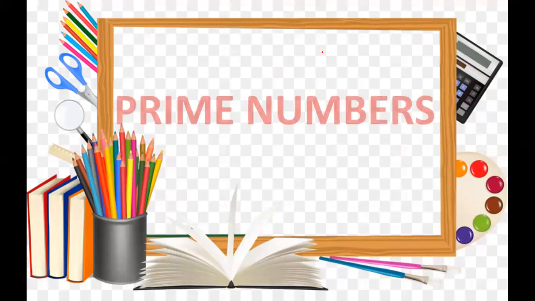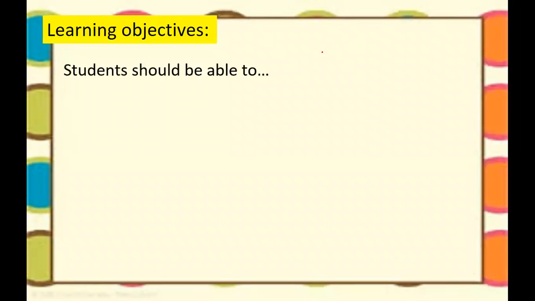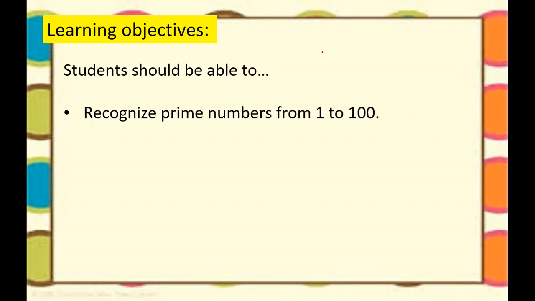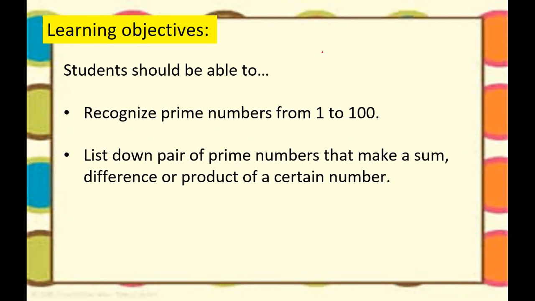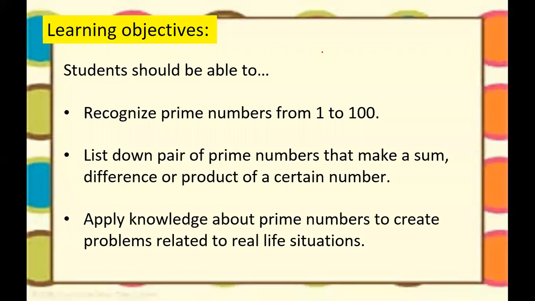Okay. Our lesson for today is all about prime numbers. It will be a continuation of what we have learned yesterday, but we are going to recall what prime numbers are. So you should know how to recognize prime numbers from 1 to 100, and also list down pairs of prime numbers that make a sum, difference, or product of two prime numbers, and also solve word problems.